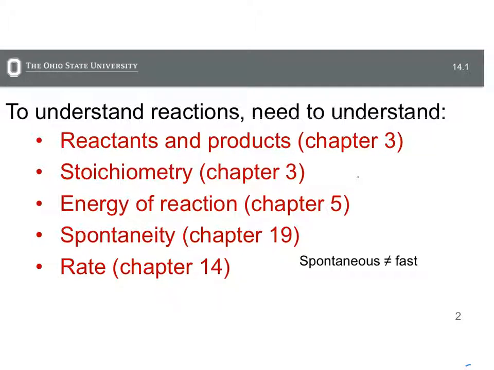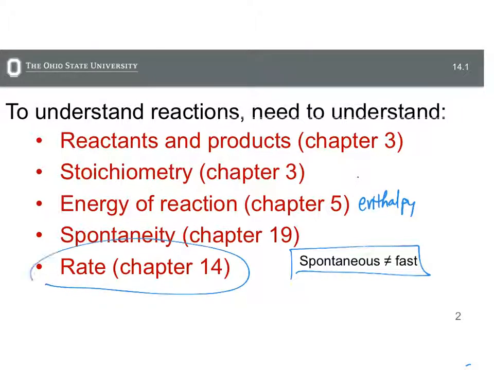Chapter 5, you looked at the energy of reaction. Exothermic, endothermic came into play, delta H. We will get to spontaneity, which is chapter 19. I'm bringing it up again simply to state that a reaction may be spontaneous, but it doesn't have to be fast. Those things are not automatically the same thing, okay? So spontaneous doesn't necessarily mean fast. We'll cover this in much more detail in chapter 19.